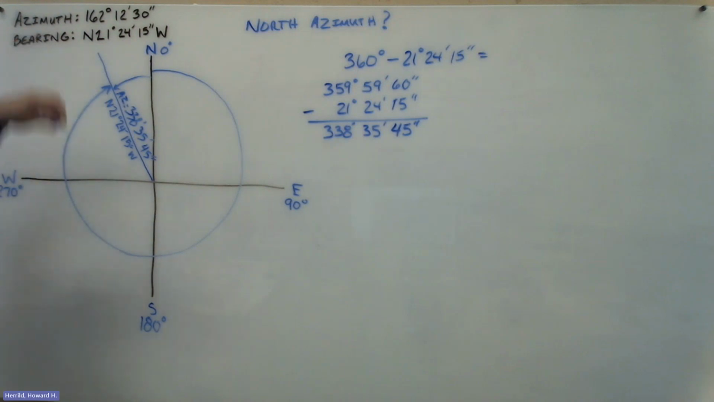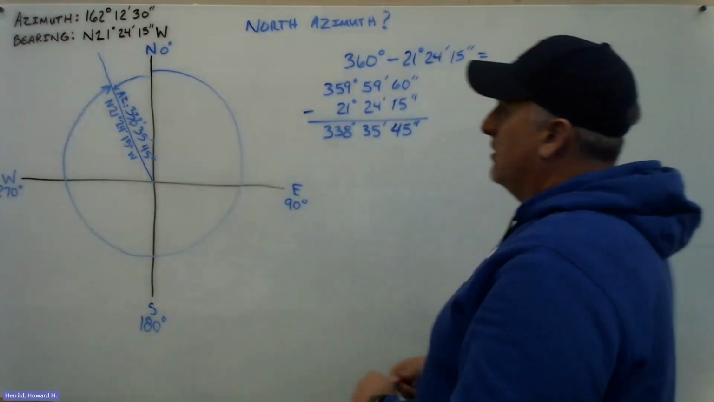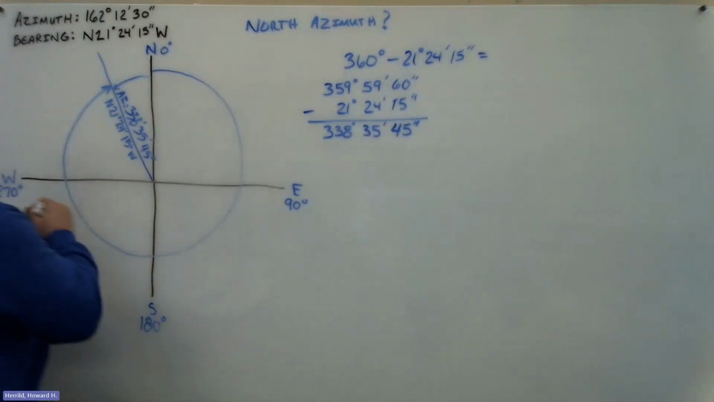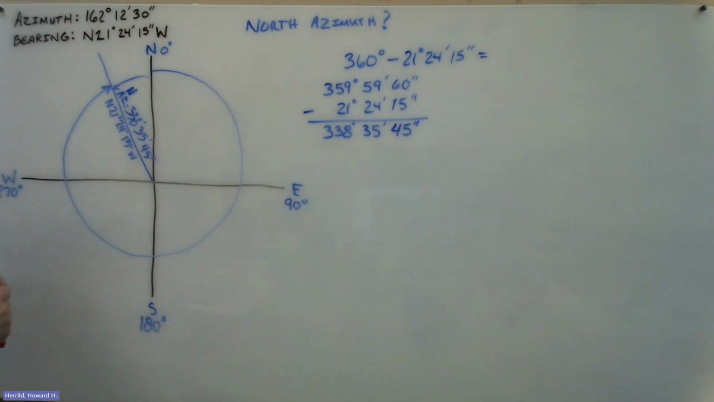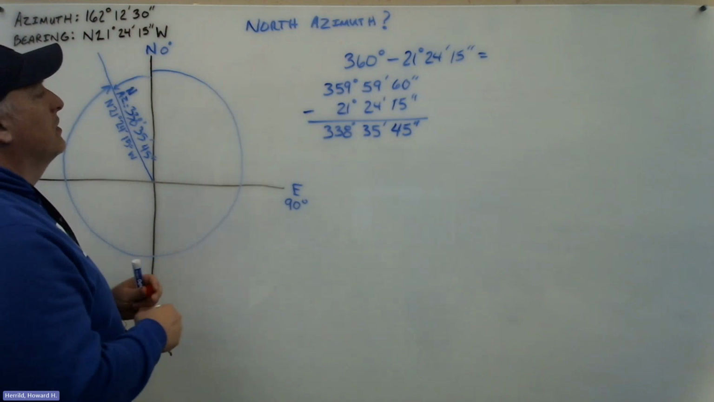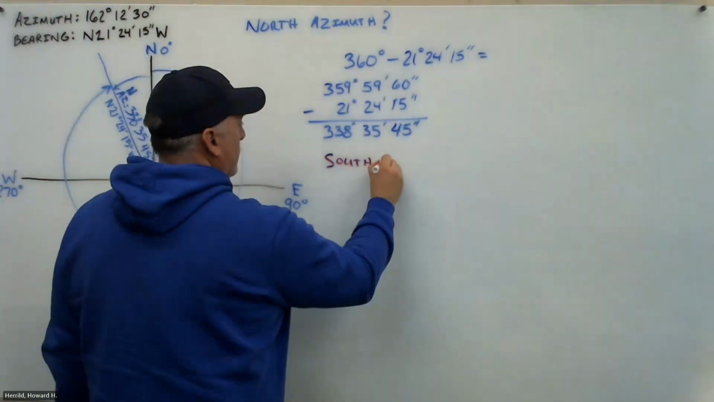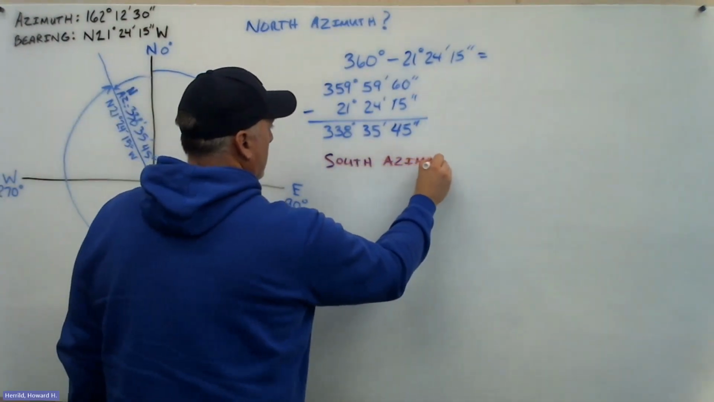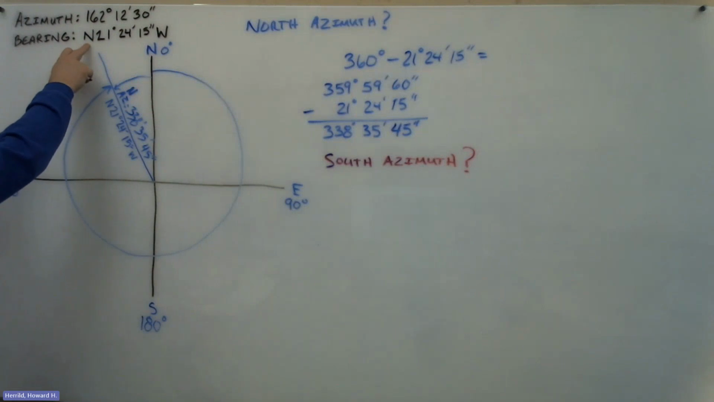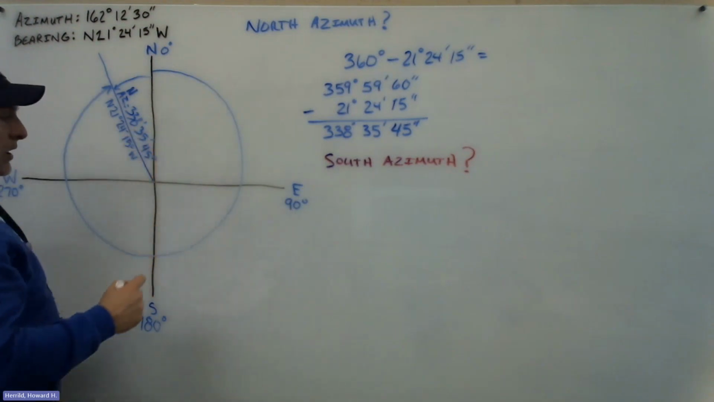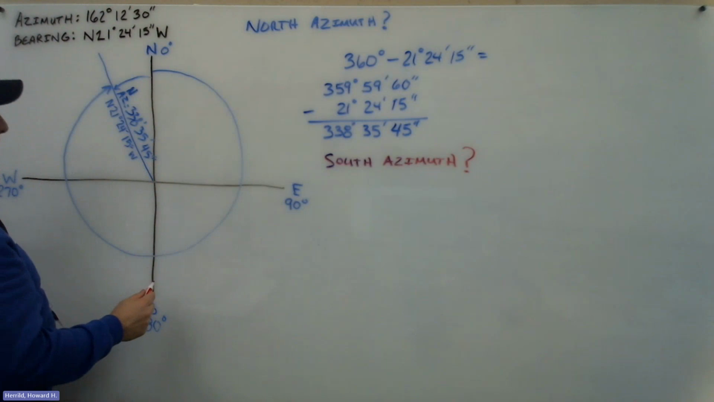Now, what if we wanted to find the south azimuth of that bearing? I'm going to do this in red so as not to confuse you too much. So this is the azimuth referenced to north, right? The north azimuth. And now I want to find the south azimuth. What is that south azimuth of that same bearing, this bearing here? Okay. So now we're going to reference it to south. Everything in red is going to be considered our south azimuth.